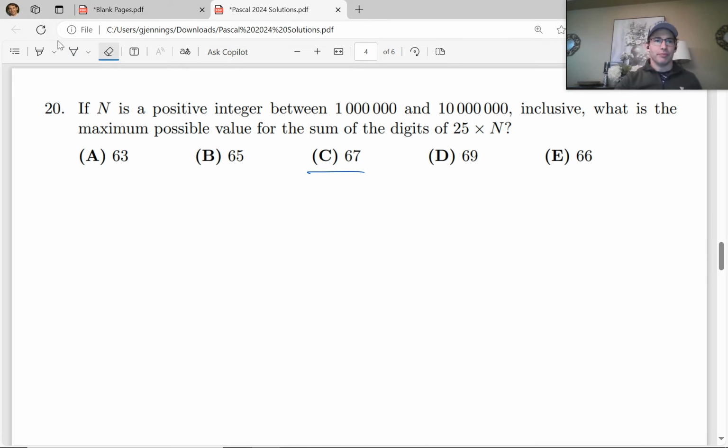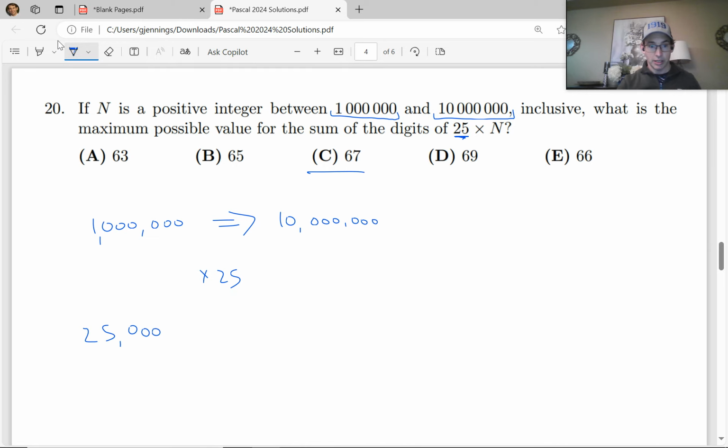Okay, so here's what we're looking for. We're looking for some number between 1 million and 10 million that when we multiply it by 25, we get a number with a very large digit sum. Here's the trick. When we multiply this by 25, we'll get a number that's definitely between 25 million and 250 million.